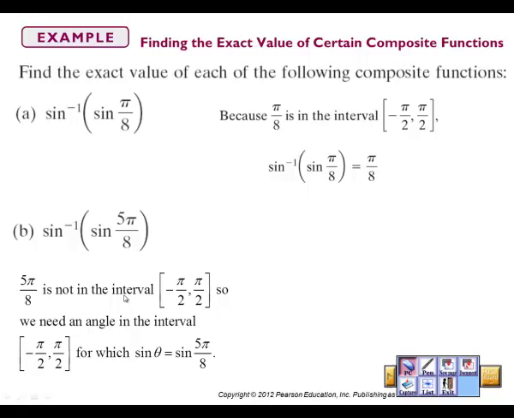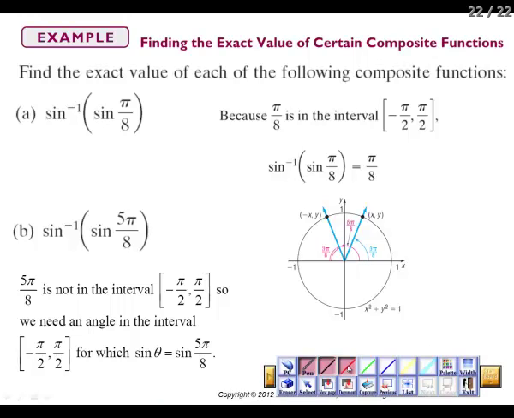See, 5 pi over 8 is not within the interval, so we can't look at that. But we know that in quadrants 1 and 2, sine has the same values. So if this is 5 pi over 8 here, then if we subtract that from 8 pi over 8, we get 3 pi over 8.